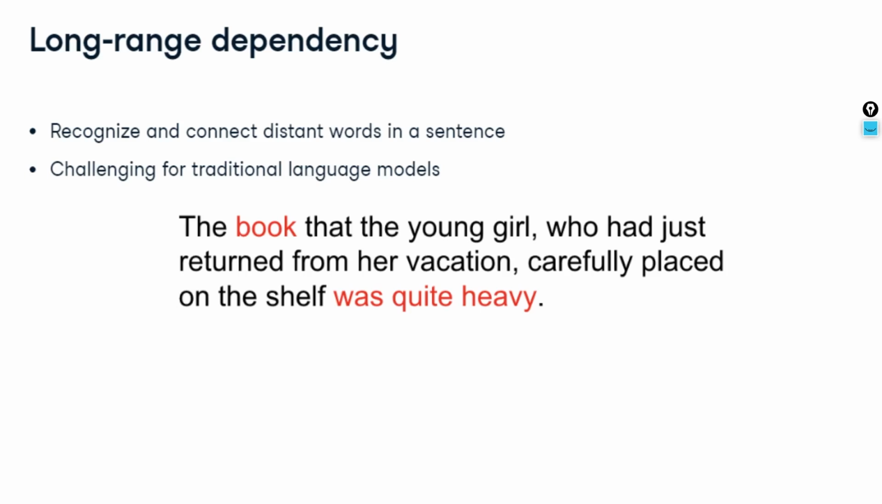If you already know about LSTMs, there is a long history. Before getting into LLMs, there were other architectures which contributed to the transformers and the advancements we currently have. One of the challenges is long range dependencies. For example, here is a sentence: The book that the young girl who had just returned from her vacation carefully placed on the shelf was quite heavy. Now, quite heavy refers to the book. The model should be able to understand that quite heavy is referring to this particular book. This is the long range dependencies.